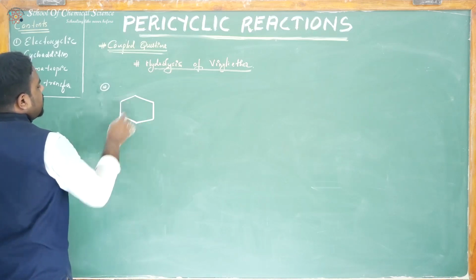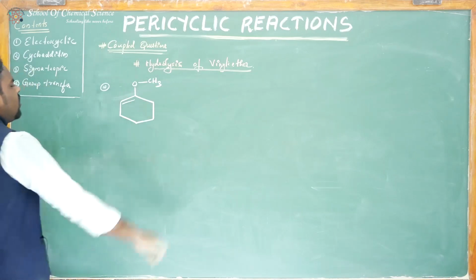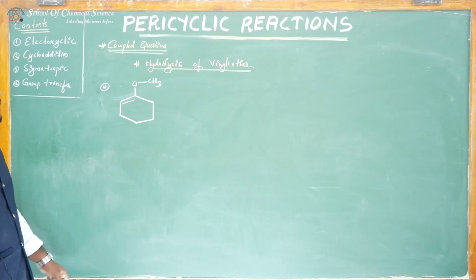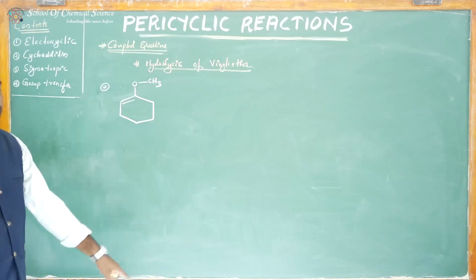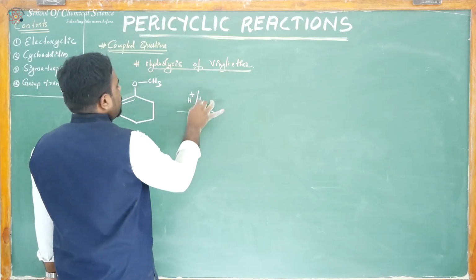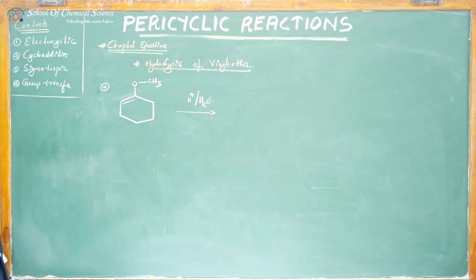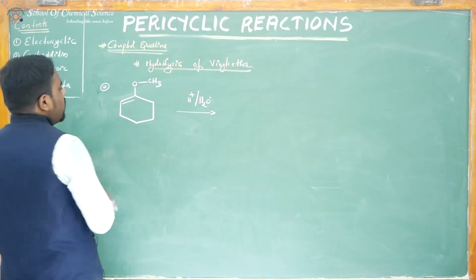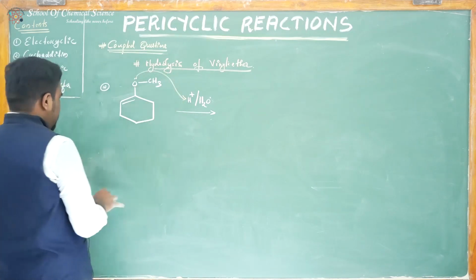For example, OCH3. This is also an example of a vinylic ether, because there is a carbon-carbon double bond followed by an OR group. H plus, H2O. Definitely this reaction is hydrolysis of a vinylic ether. What happens? The lone pair on this oxygen will attack the H plus.